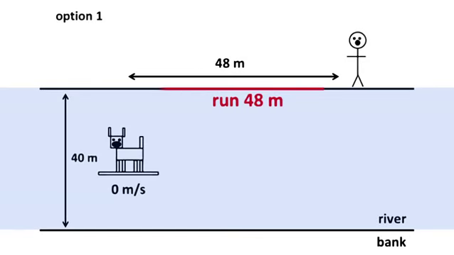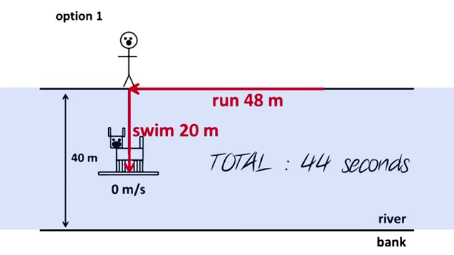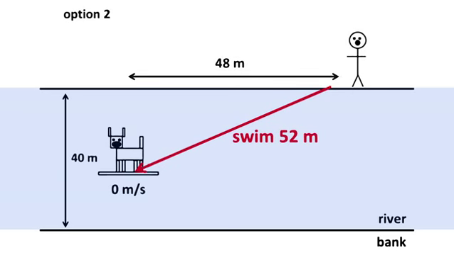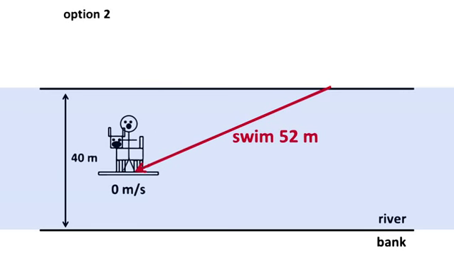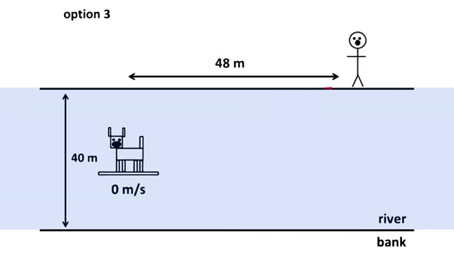Option 1. From your dog's point of view, you run 48 metres at 2 metres per second, and then when you are level with him, you swim 20 metres towards him. This takes a total of 44 seconds. Option 2, you jump straight in and swim towards him, covering a distance of 52 metres at 1 metre per second takes 52 seconds, a shorter distance but slower than option 1.